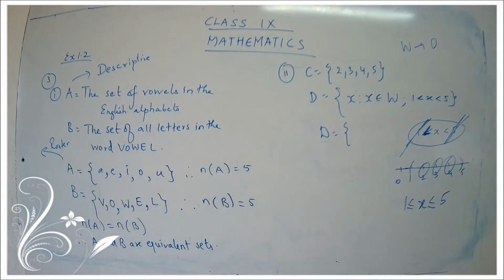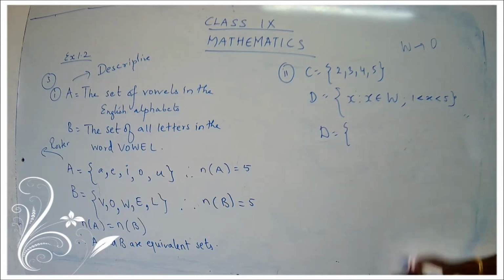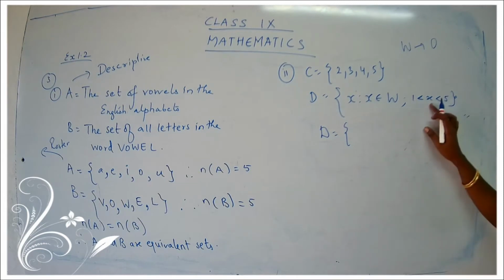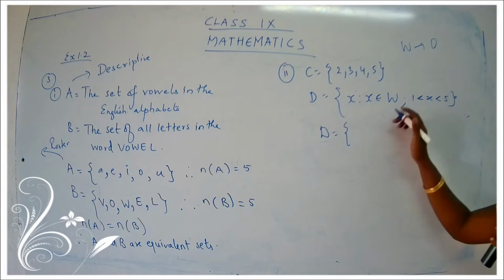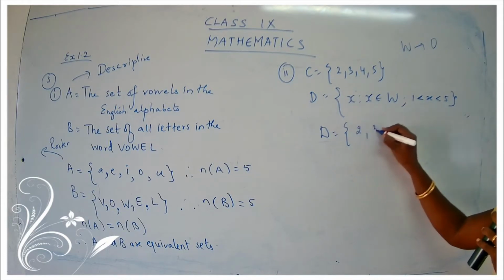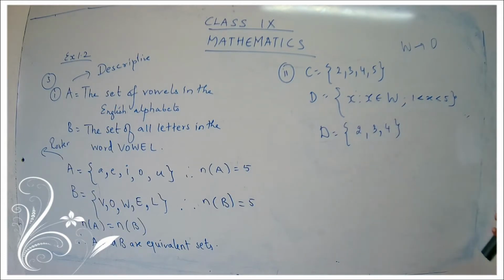If you have 1 ≤ x ≤ 5, in such a case, equal to with less than, that means you have to take 1, you have to take 5. I hope you are clear with the explanation. So be careful with the symbols. So here 1 < x < 5 means 2, 3, 4. Yes. So write down the value: D is equal to {2, 3, 4}.